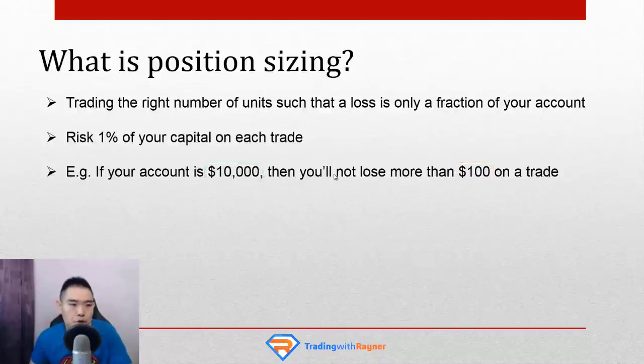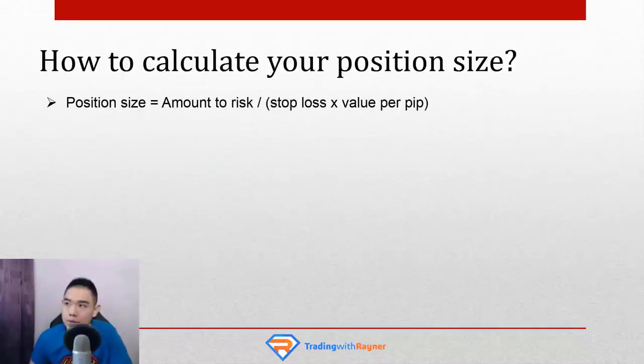To do that, you need to know a few things. This is kind of like the secret formula. Position size is equal to the amount to risk, the amount of dollars that you're willing to risk, divided by your stop loss multiplied by value per pip. For the amount to risk, I usually recommend 1% risk on each trade. Some traders will go with 2 or 3%. That's pretty much up to the individual trader. After which you divide it by your stop loss multiplied by your value per pip.